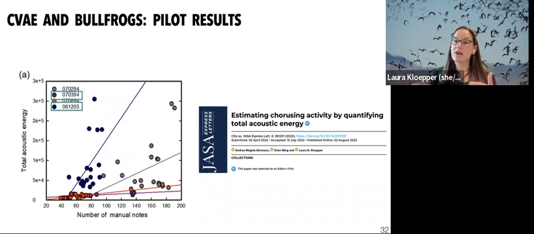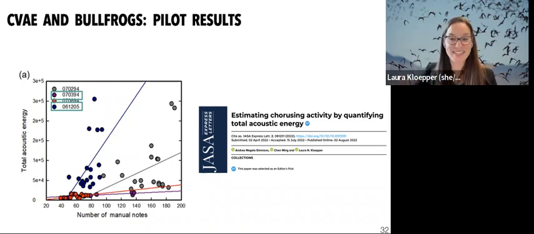On 2 of the nights, we found a significant relationship between this total acoustic energy and the number of notes. On 2 nights, we did not find a significant relationship. Those 2 nights also had large amounts of anthropogenic noise. There were airplanes flying overhead. So the jury's kind of out as to whether this will actually work for bullfrogs.